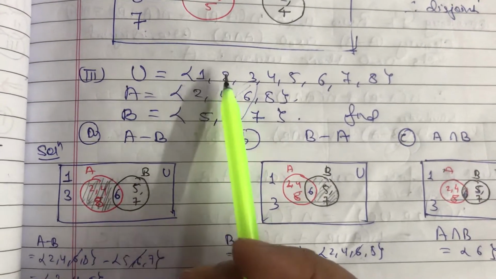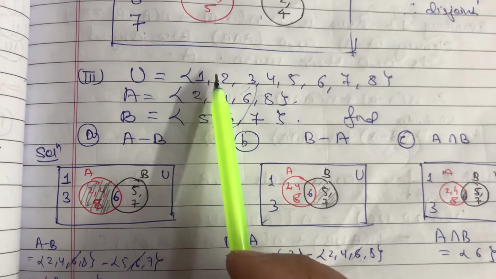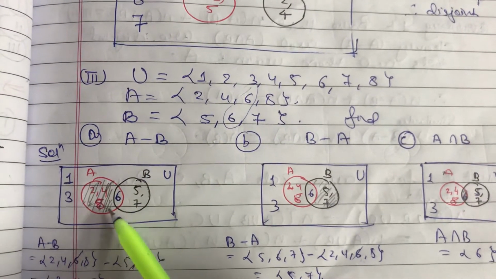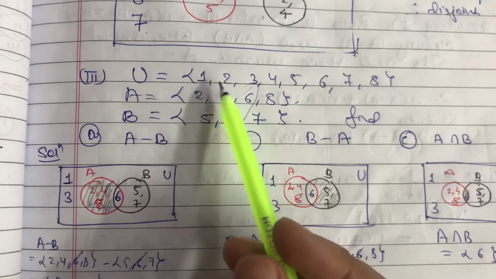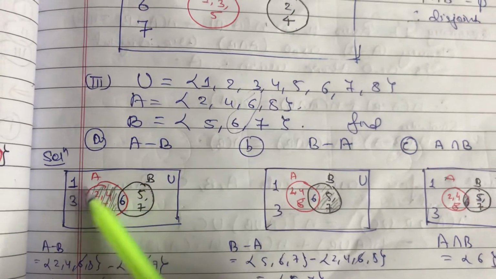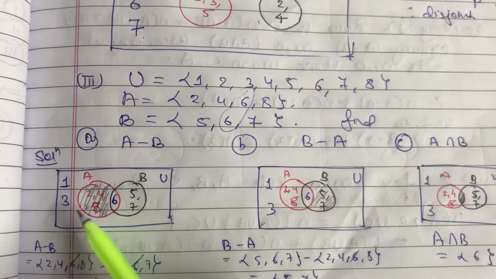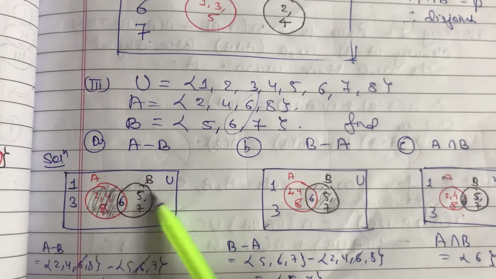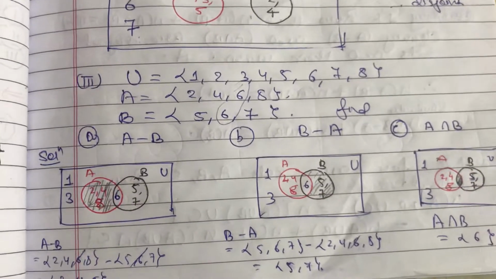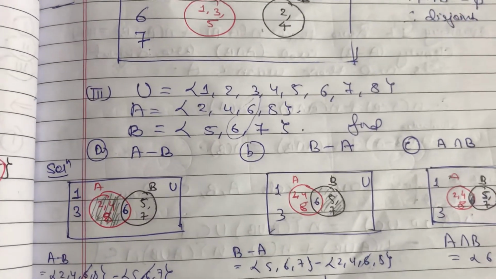What about the universal set? In case of the universal set, apart from 2, 4, 8, 6, 5, 7, the left out elements are only 1 and 3. So I have represented 1 and 3. I am not going to repeat other elements because I have already represented them in sets A and B. So there is no repetition in the case of a Venn diagram also.